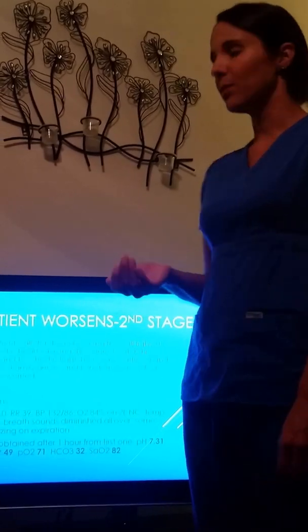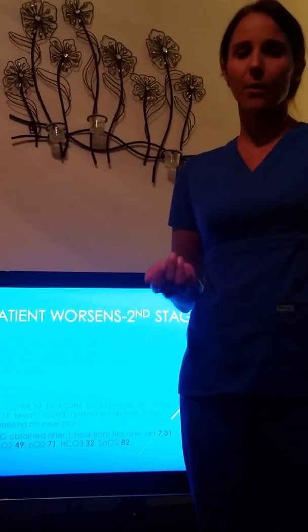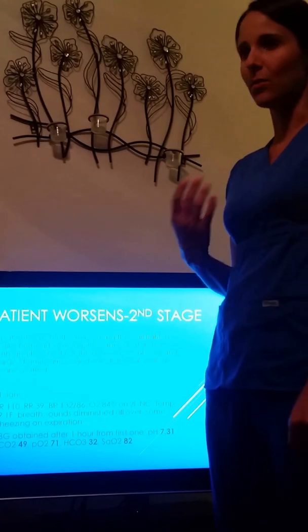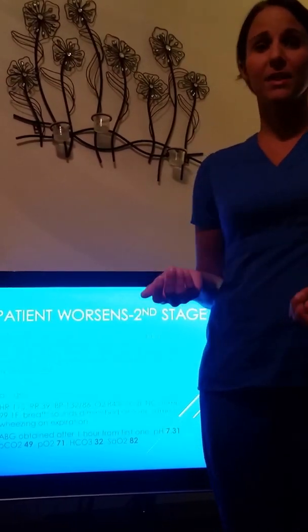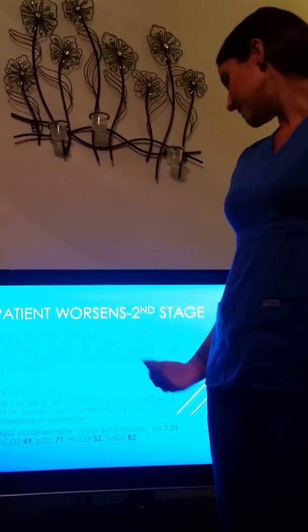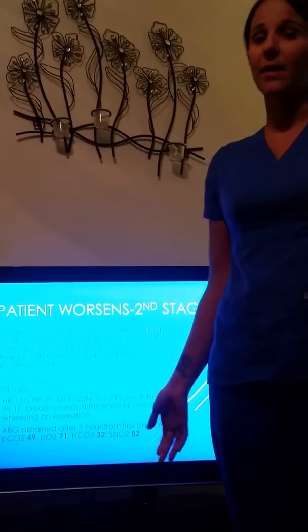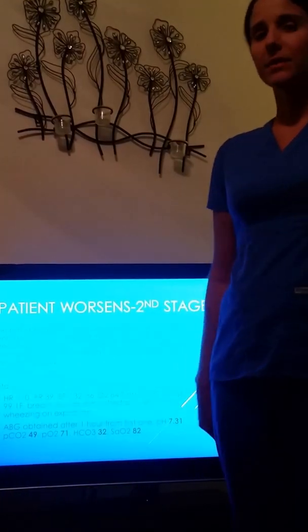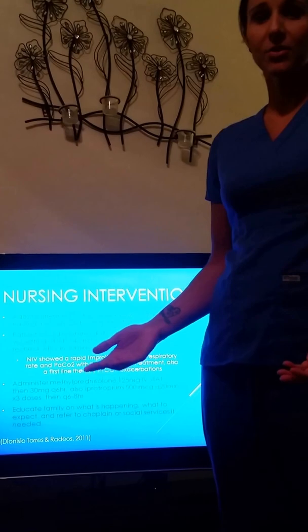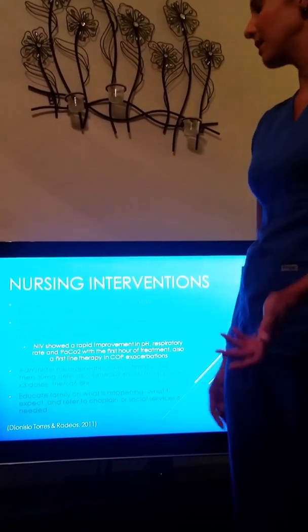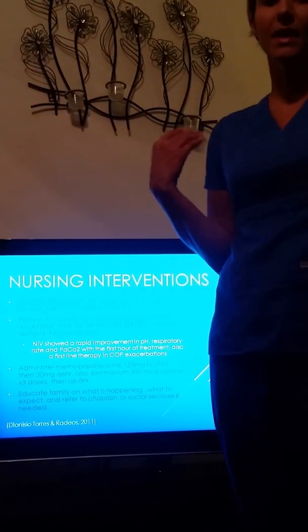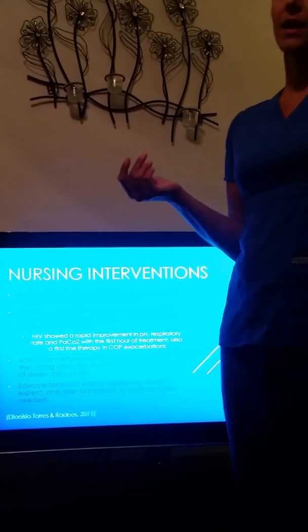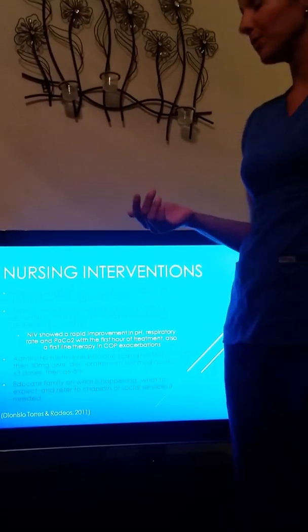The ABG. So we obtained a new ABG after an hour of him being on oxygen. It's gotten worse. He's now retaining more CO2. His SaO2 is worse as well. It's now at 82. So next. We're going to alert the physician of these new findings. The physician decides to admit him to the ICU at this point, and this is for closer monitoring.